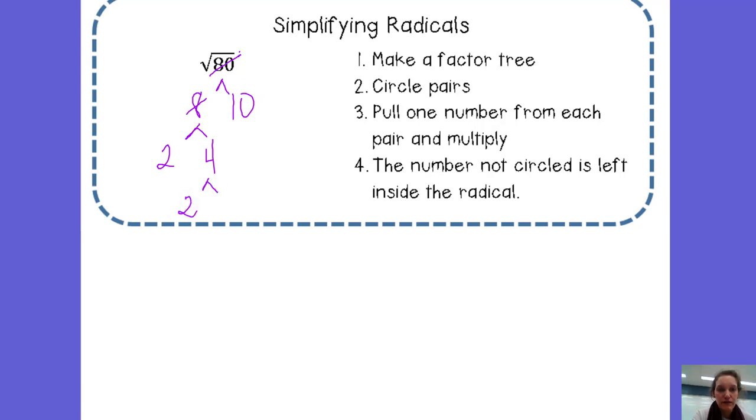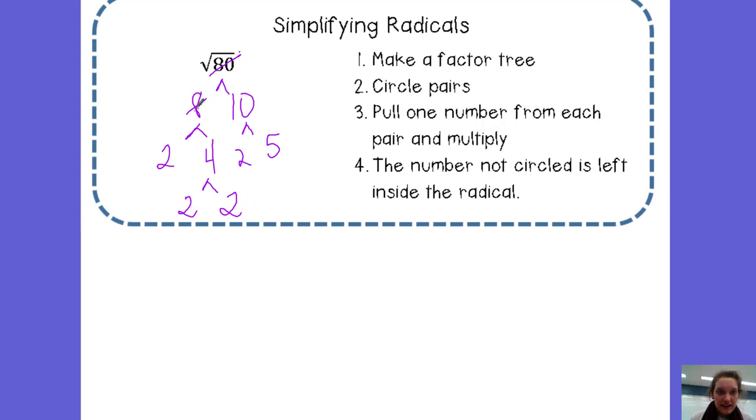So for example, 4 is 2 times 2. Those are both prime numbers. Can't factor them any further, because their only multiples are 1 and themselves. And then I'm also going to break down 10. 10 is 2 and 5. All of those are prime numbers.